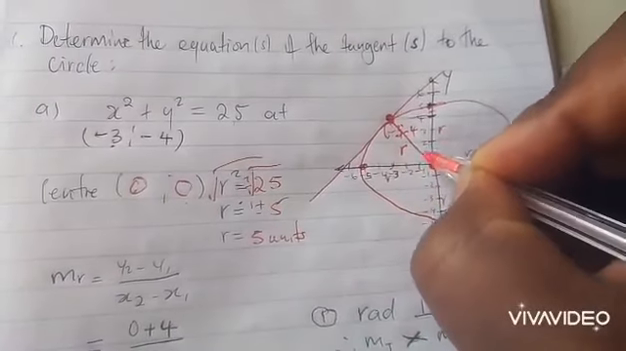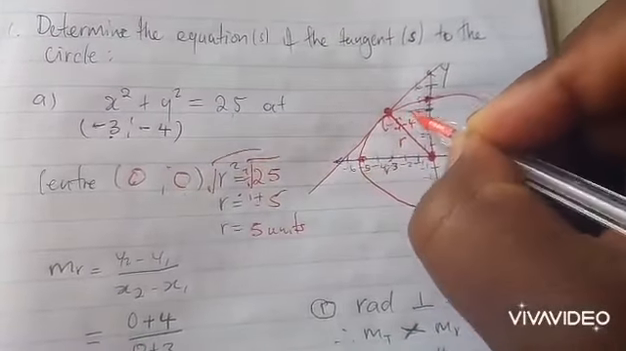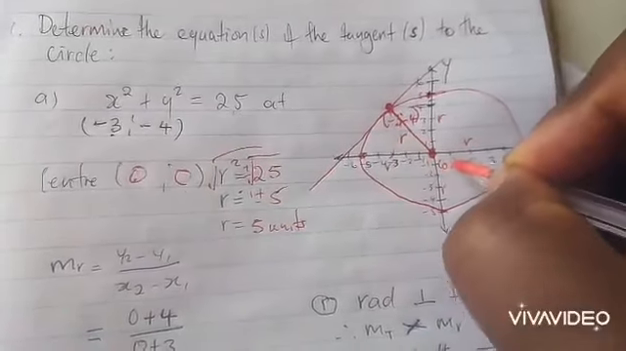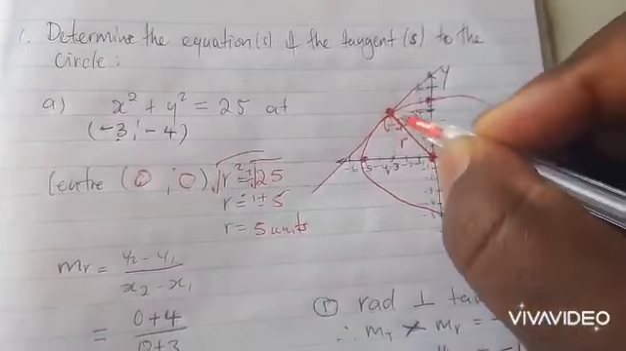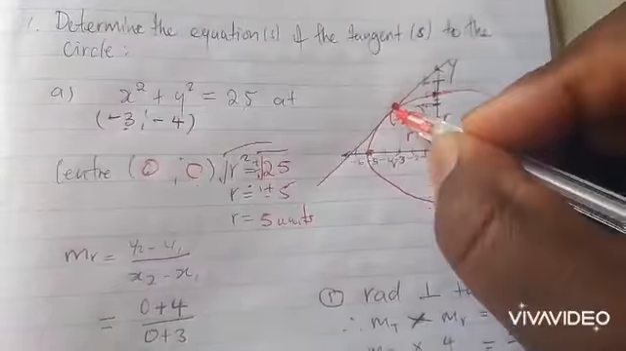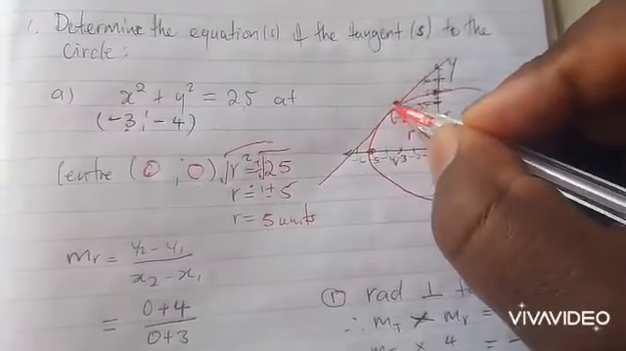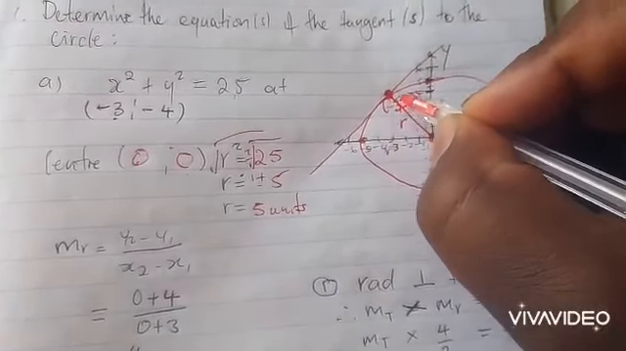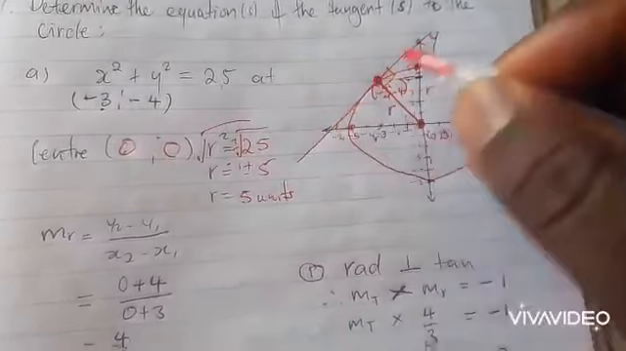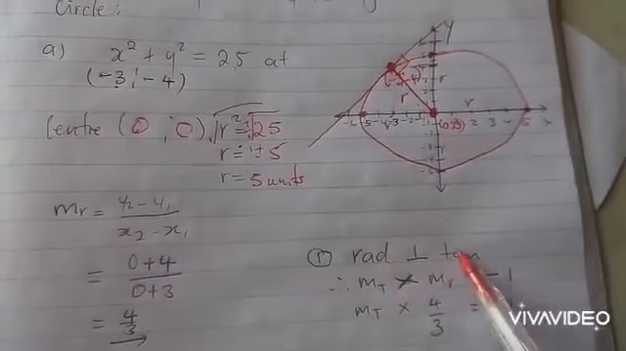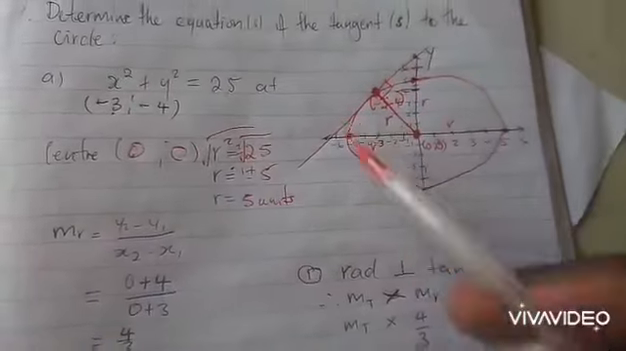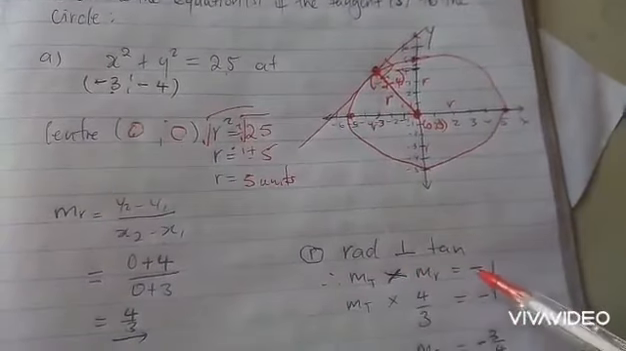So what is important is this radius. You work out the gradient of this radius, from the point 0 and 0 to the point on the circle. And then what do you know? A radius is always perpendicular to the tangent. So since our radius is perpendicular to the tangent, the gradient of the tangent times the gradient of the radius will always be equal to minus 1. So let's go with it.